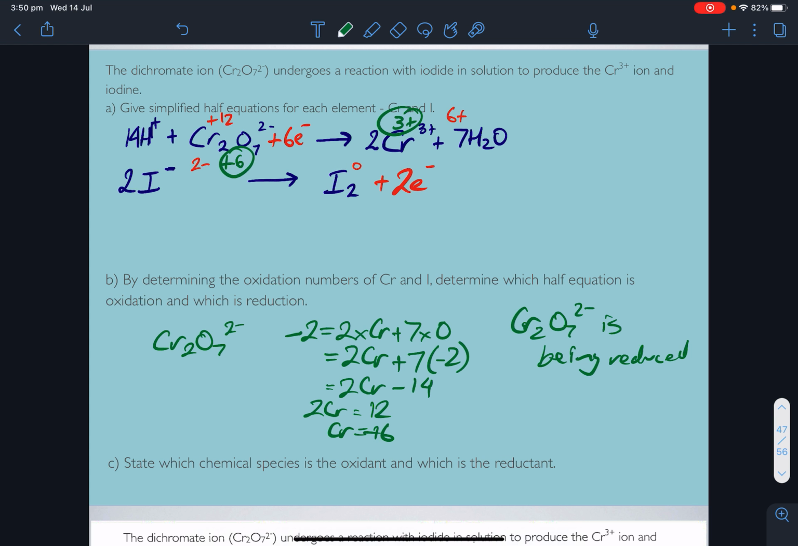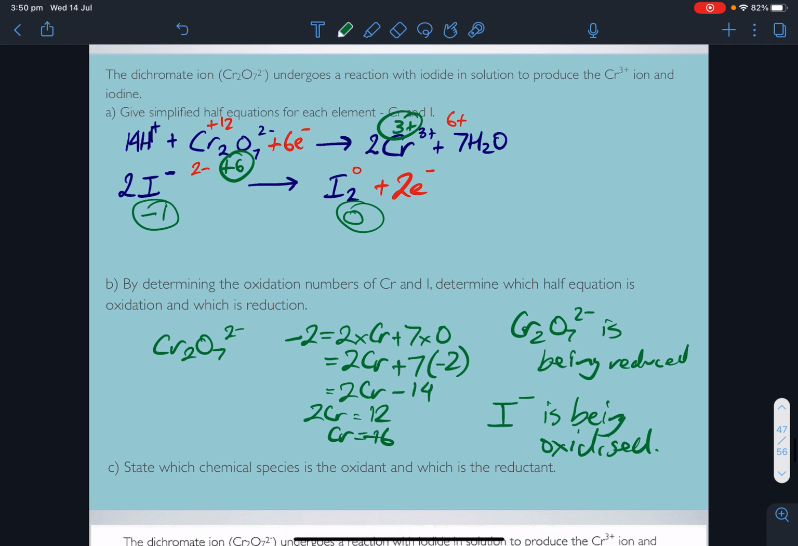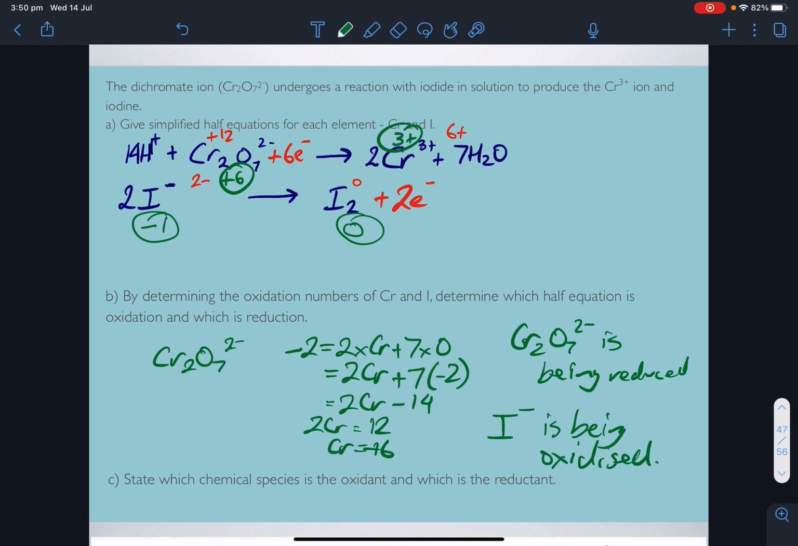Okay, the iodine, it's a monatomic ion. Its oxidation number is -1 and it's going to 0. So it's going up. So it is being oxidized. So I minus is being oxidized. Don't worry about my brain fart there. I just had a paranoid moment that iodide was also being reduced, but it's not. It's being oxidized. It's going from oxidation number of -1 to 0. All good. Okay. State which chemical species is the oxidant and which is the reductant.